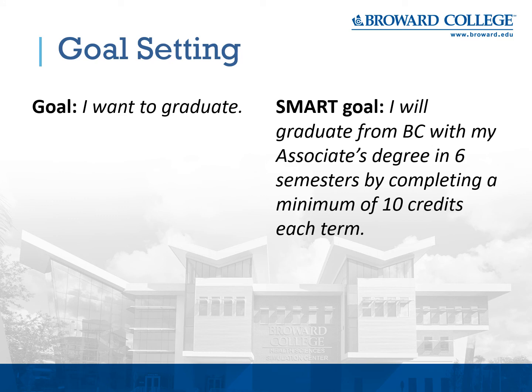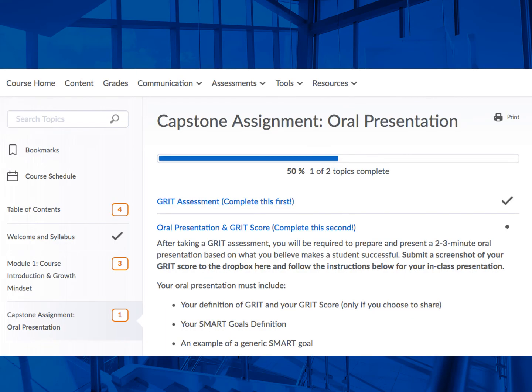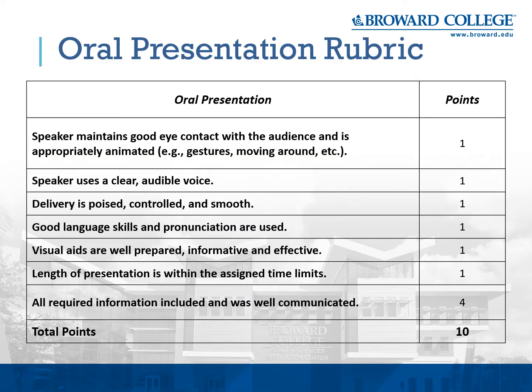So here's a goal. I want to graduate. But the SMART goal says, I will graduate from BC with my associate's degree in 6 semesters by completing a minimum of 10 credits per term. So what is a growth mindset? You will be discussing your growth mindset or your fixed mindset as you do your oral presentation. So what is your oral presentation about?